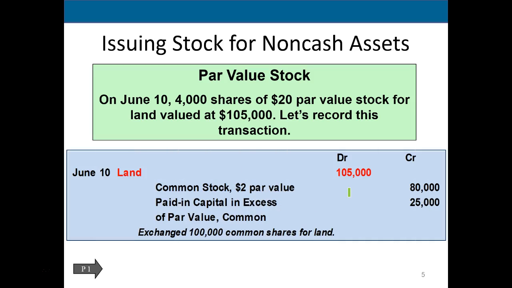So then we have the issuing stock for non-cash assets. So we have the par value on June 10th, 4,000 shares of $20 par value stock for land valued at $105. So this is the same transaction. We could issue stock for money. We can also issue stock for something else, such as land.